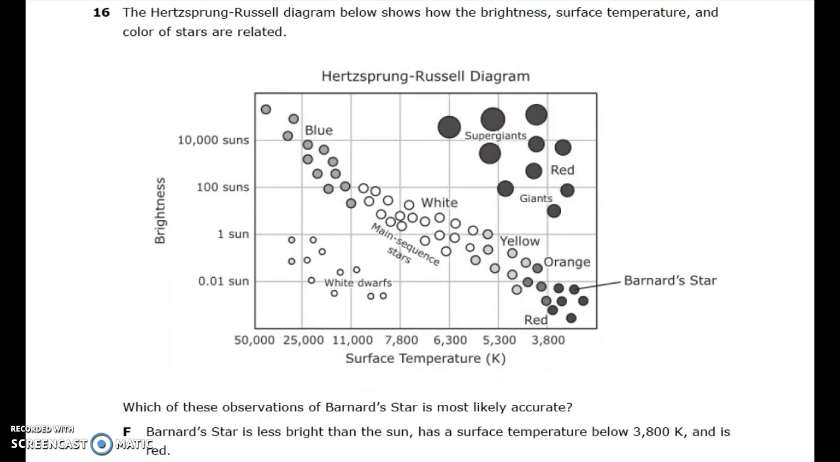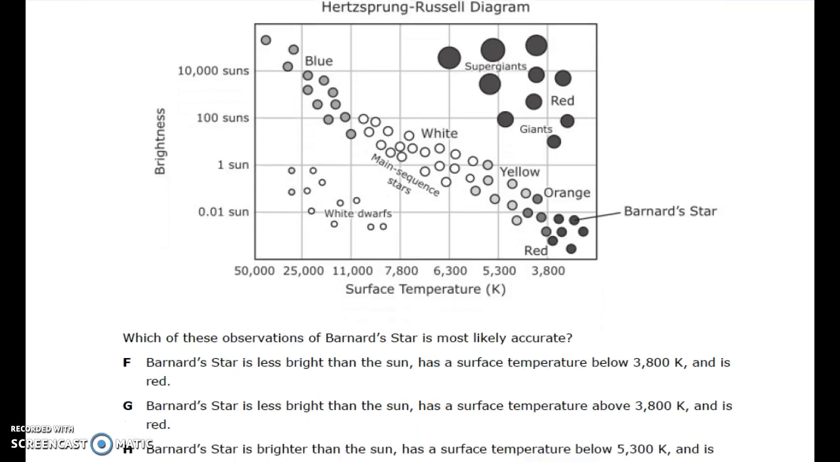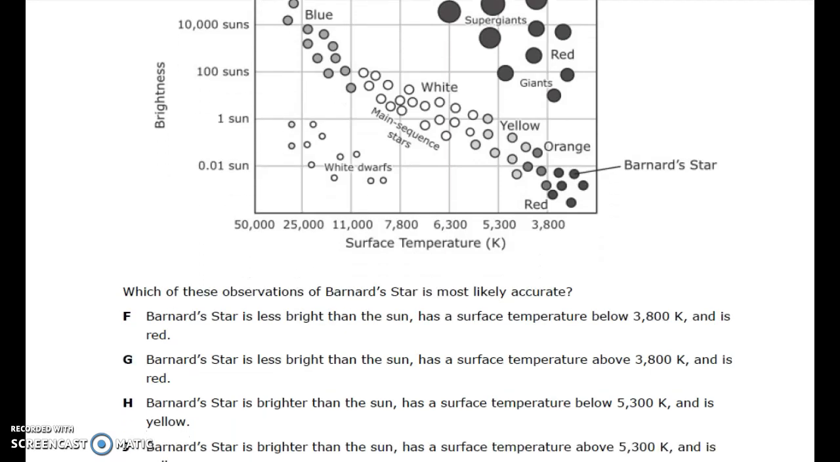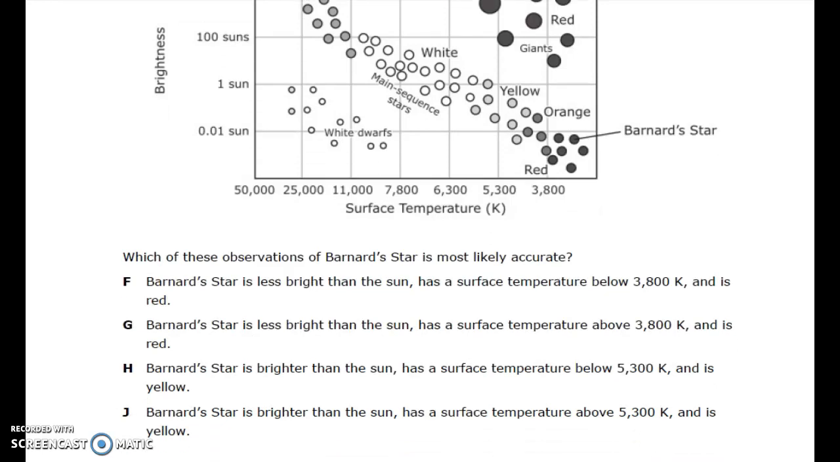Number 16. The Hertzsprung-Russell diagram below shows how the brightness, surface temperature, and color of stars are related. Which of these observations of Barnard's star is most likely accurate? F. Barnard's star is less bright than the Sun, has a surface temperature below 3800 K, and is red. G. Barnard's star is less bright than the Sun, has a surface temperature above 38 K, and is red. H. Barnard's star is brighter than the Sun, has a surface temperature below 5300 K, and is yellow. J. Barnard's star is brighter than the Sun, has a surface temperature above 5300 K, and is yellow.